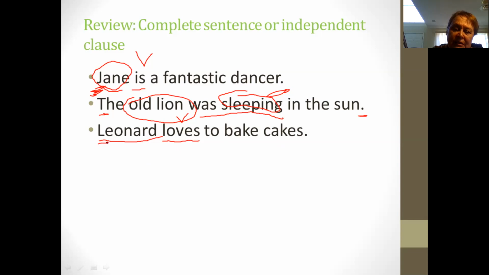Does it have a capital letter? Yes, it does. Does it have a period at the end? Yes, it does. Looks like a complete sentence. Okay, you remember all of that? All right, let's go on.